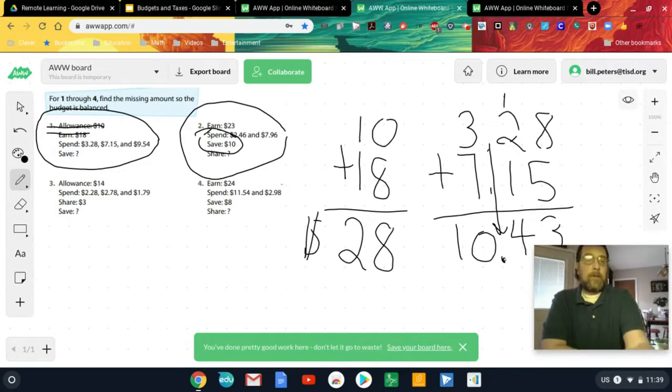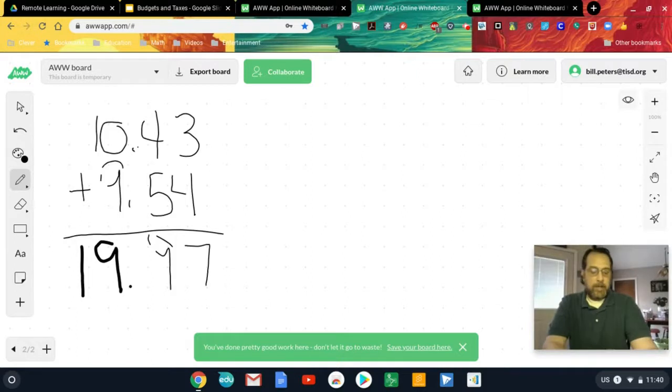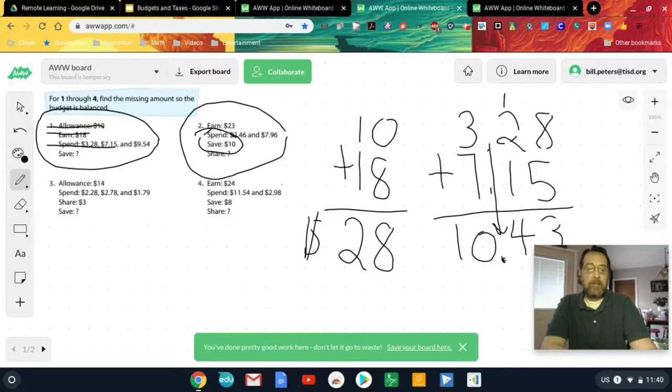So I've done the first 2 numbers. And then I will take the $10.43 and add $9.54. 3 plus 4 is 7. 4 plus 5 is 9. Bring my decimal straight down. 9 plus 0 is 9. 1 plus 0 is 1. So $19.97 is how much I paid, or how much that has been spent from that budget.